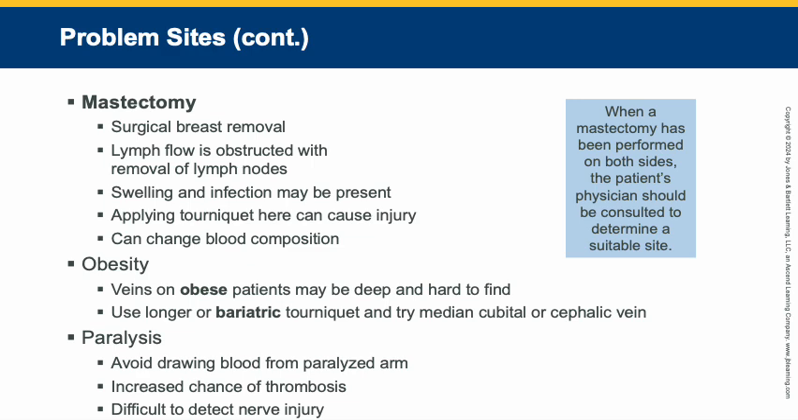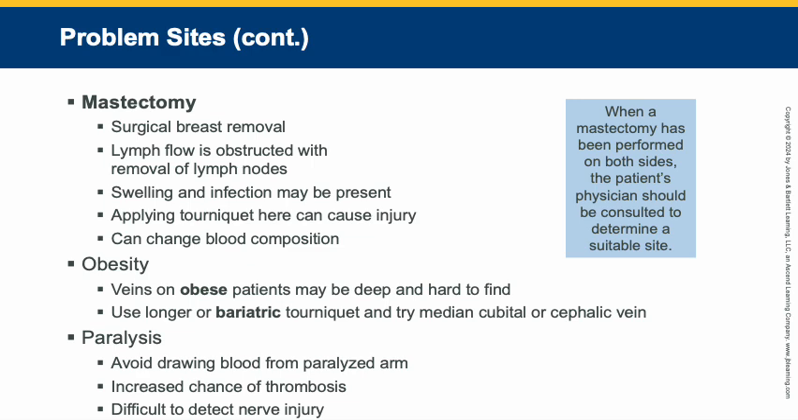What if the mastectomy has been performed on both sides, or there is no suitable site for blood collection other than an arm on the mastectomy side? If that is the case, make note somewhere that you must obtain written permission from the patient's physician for the blood draw on an arm that a mastectomy has occurred on. You must have written permission from their doctor.